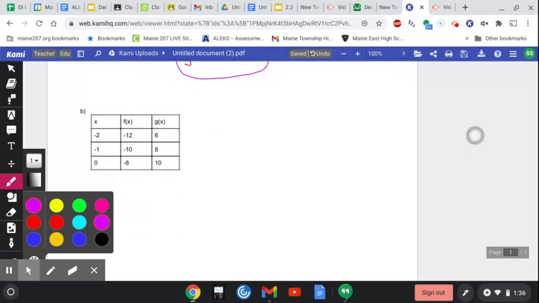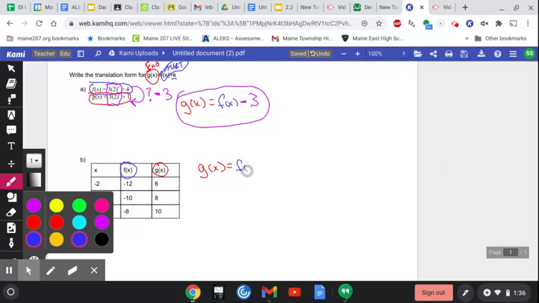Now, when you have a table, we're going to try to do the same thing. We want to figure out, what is this g of x in terms of f of x? What are we doing to that f of x to get there? So again, we're starting here. We're starting with f of x, and we want to end with g of x. And the question is, what is being added to get us there? So I'm going to ask myself, what am I adding to negative 12 to get to 6? Another way of thinking of that is negative 12 plus what number is going to give me 6?